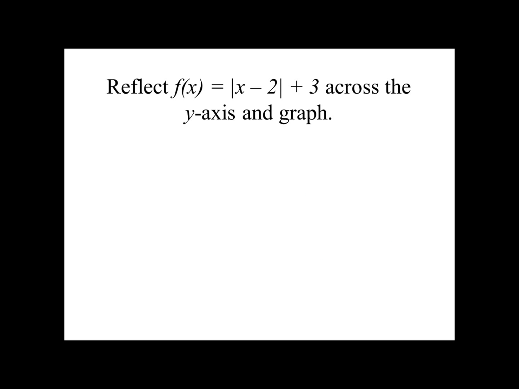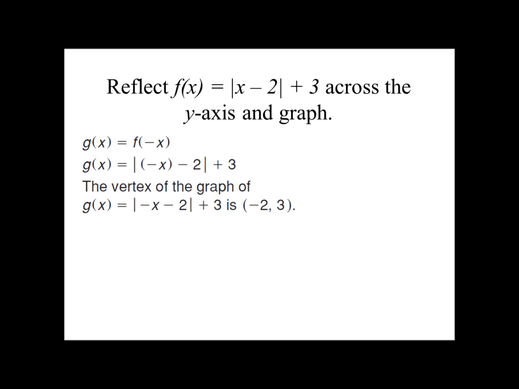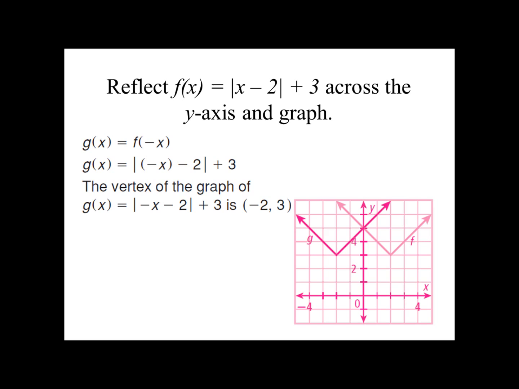Let's reflect this absolute value function across the y-axis and graph it. Now whenever we want to reflect across the y-axis, we multiply just the x by a negative. We don't do the whole function, just the x. So just the x gets that negative. And there's the graph. The vertex started at 2, 3, but it was reflected over the y-axis and is now at -2, 3.